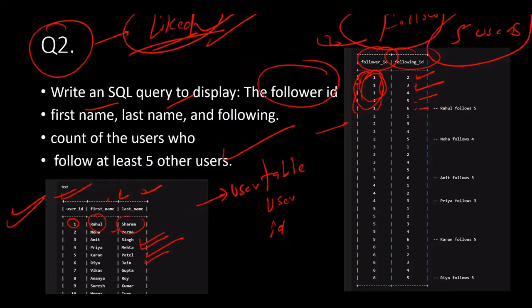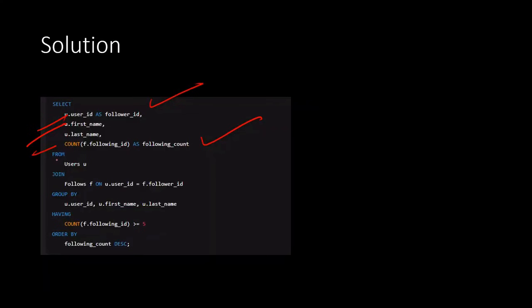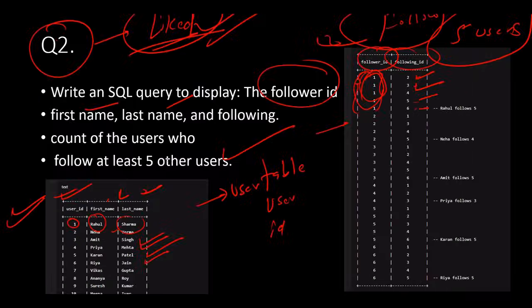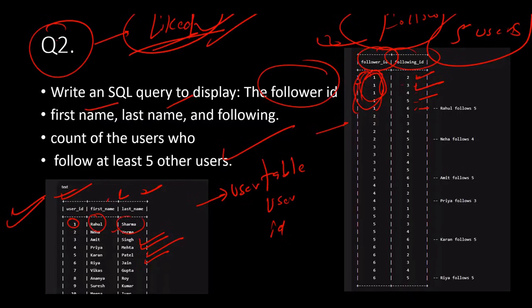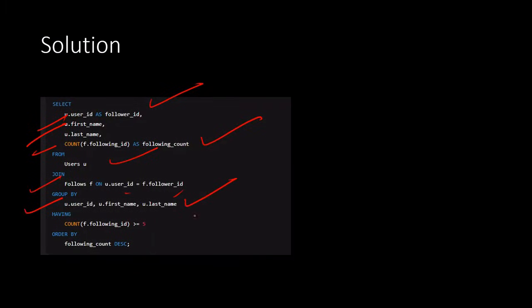We need to combine both tables. This is simple. We will be joining them: from user u join follow f on u.user_id equals f.follower_id, because these both are the same. Now we need to group by. Whatever we have used in the select statement, I already explained in the previous video, we can directly use in our group by. So u.user_id, u.first_name, and u.last_name, we group by these 3 things, because obviously we will be getting multiple rows for the same user ID, and we need to count the users for that. That's why we are grouping them, having count(f.following_id) greater than 5.